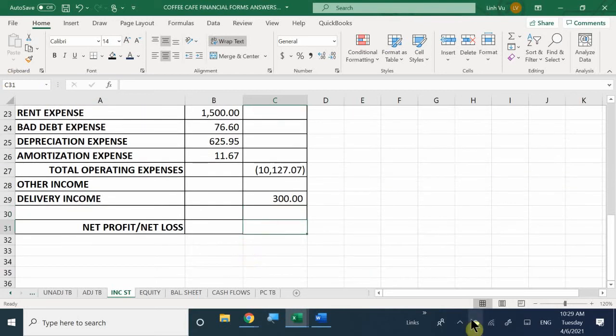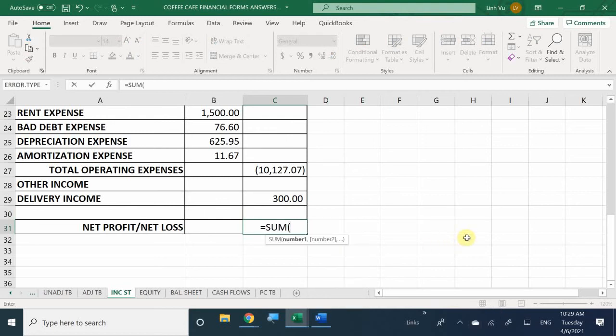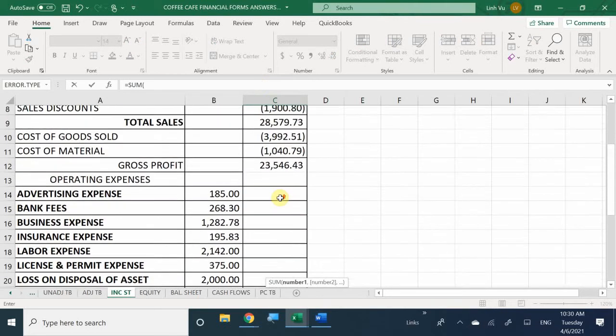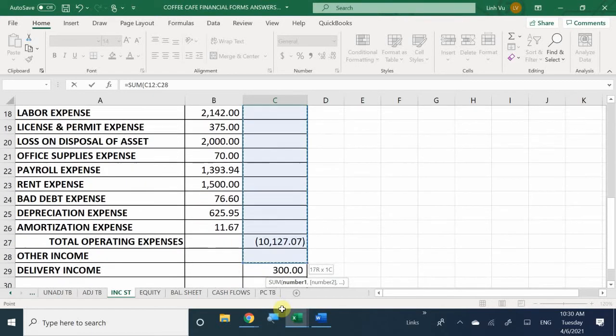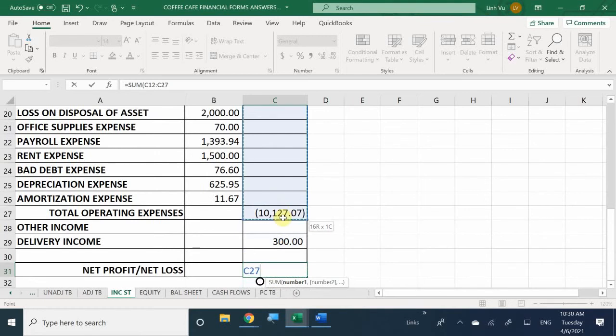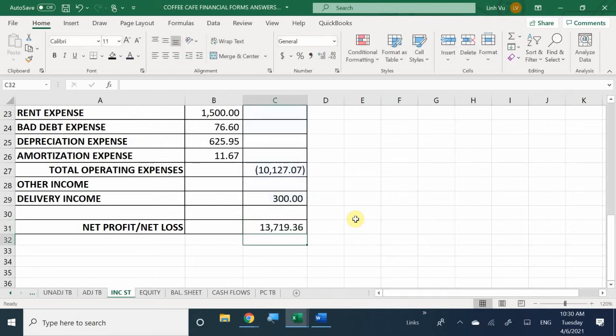So now I'm going to calculate my net profit or net loss. So in this case, I'm going to select this number here, which is my gross. I'm going to subtract out my operating expenses and add my other income. So what is my total net profit or net loss? That's okay. Just recalculate it again.